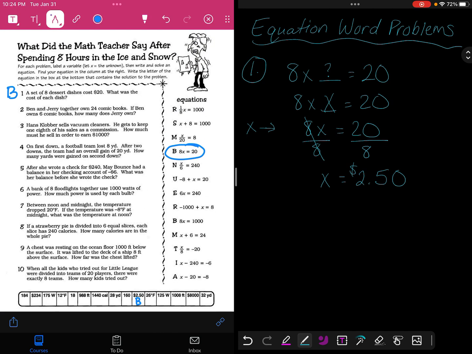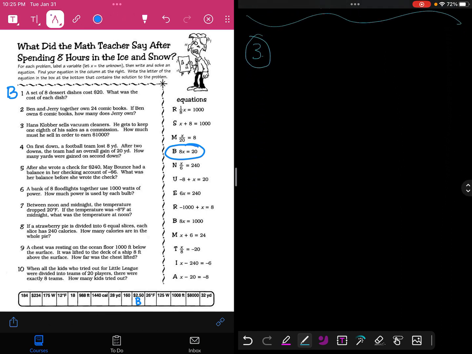All right, let's jump down and look at number 3, because I want you guys to have a few examples of different kinds. Number 3, it says Hans Klauber sells vacuum cleaners. He gets to keep 1/8 of his sales as a commission. How much must he sell in order to earn $1,000? All right, so we know he gets to keep 1/8 of his sales as his commission. So we have to figure out how much he would have to sell to earn $1,000.